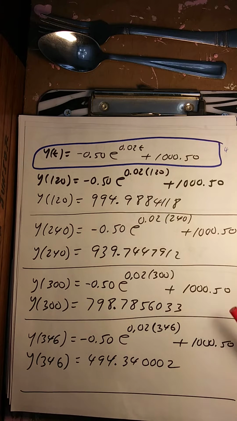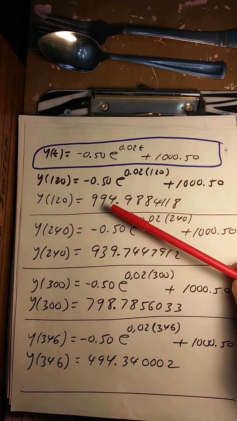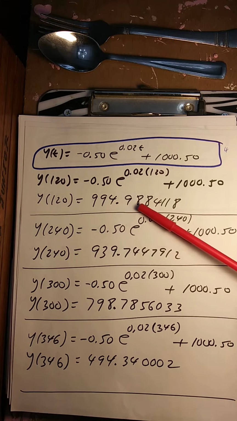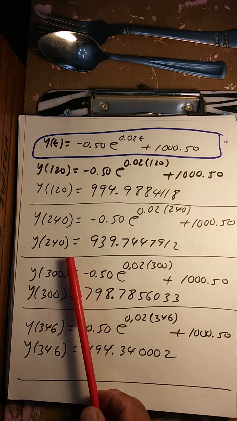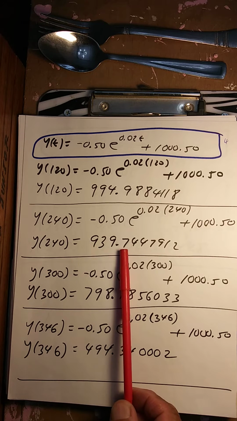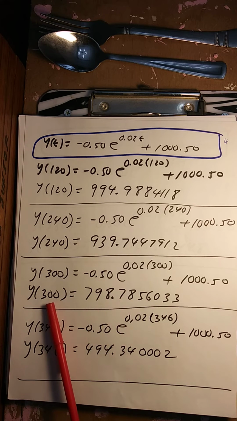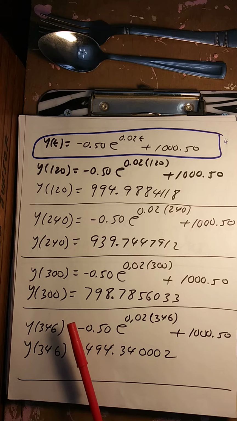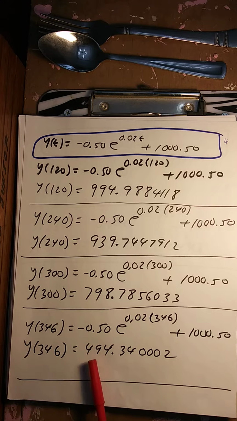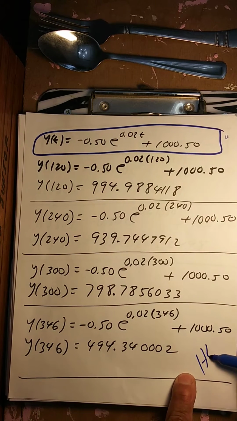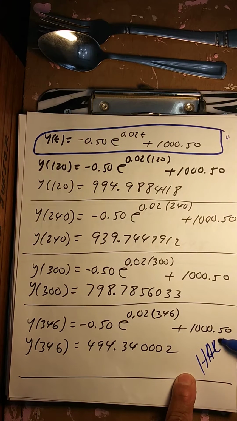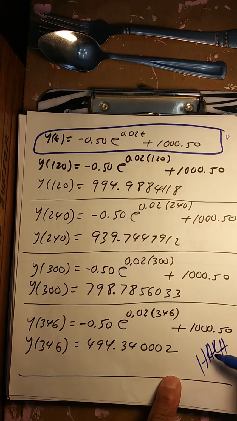120. 10 years have gone by since spring break ended, but you owe $994.98. What? And then 240. 20 years later, you still owe $939. What? 300 payments later, you owe $798. 346 payments, you owe $494. You're halfway there. Halfway there. Let me put that, halfway. H-A-L-F. Yes, halfway. Oops. Close enough.